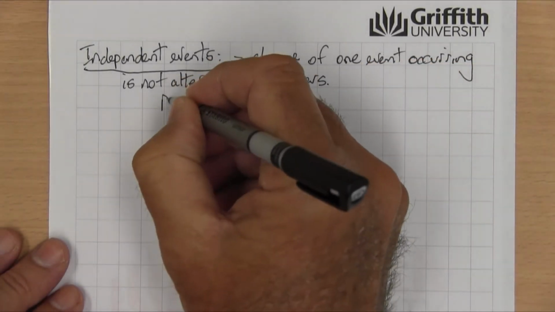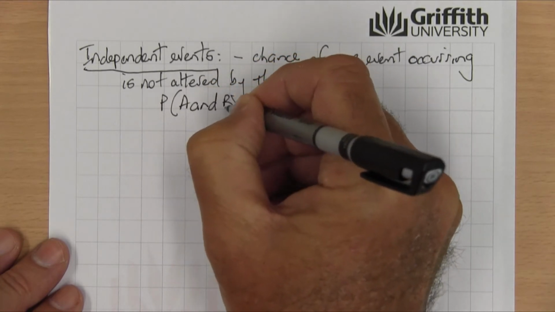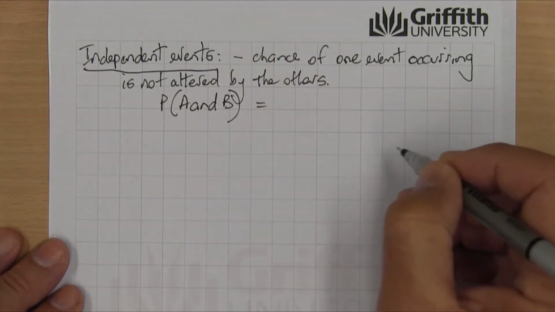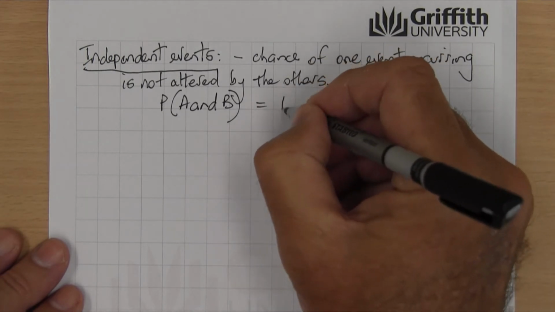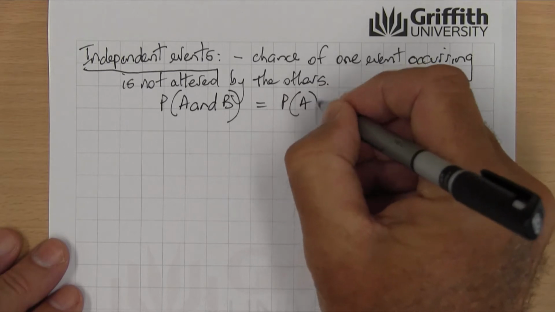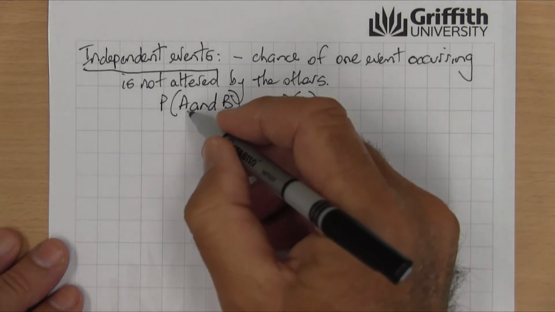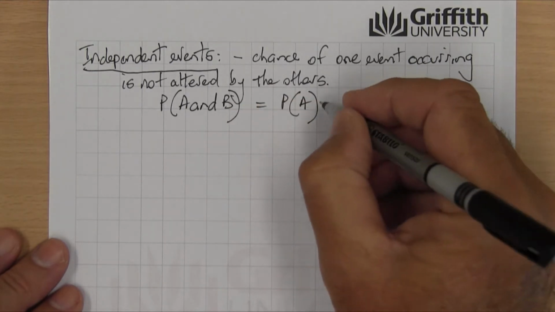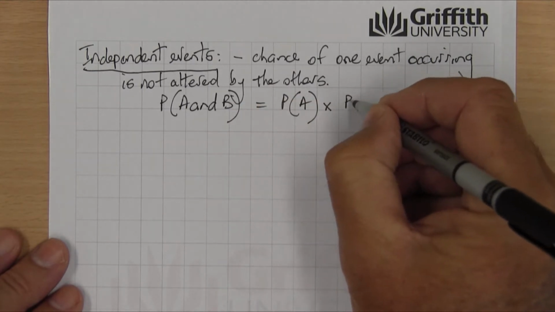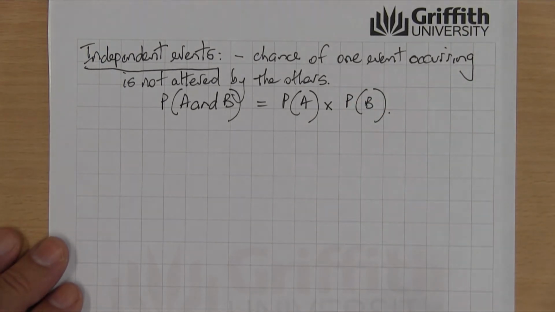So if you've got two events A and B, the probability of both of them happening, if they are independent, we associate AND with multiply. Don't forget from previous lectures, OR is add. So the probability of A and B is the probability of A times the probability of B, if they are independent events.